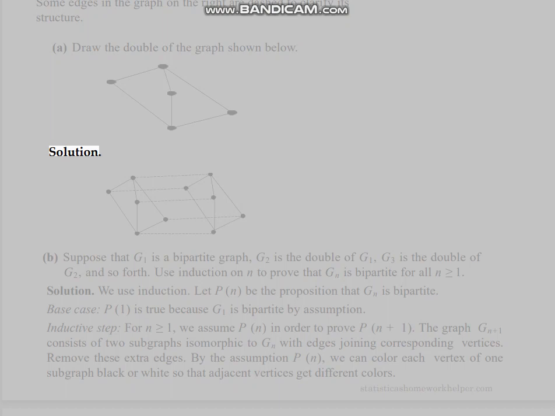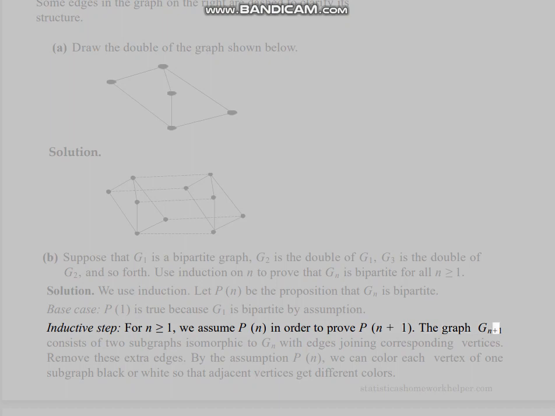Solution. B. Suppose that G_1 is a bipartite graph, G_2 is the double of G_1, G_3 is the double of G_2, and so forth. Use induction on n to prove that G_n is bipartite for all n greater than or equal to 1. Solution. We use induction. Let P_n be the proposition that G_n is bipartite. Base case: P_1 is true because G_1 is bipartite by assumption. Inductive step. For n greater than or equal to 1, we assume P_n in order to prove P_{n+1}.